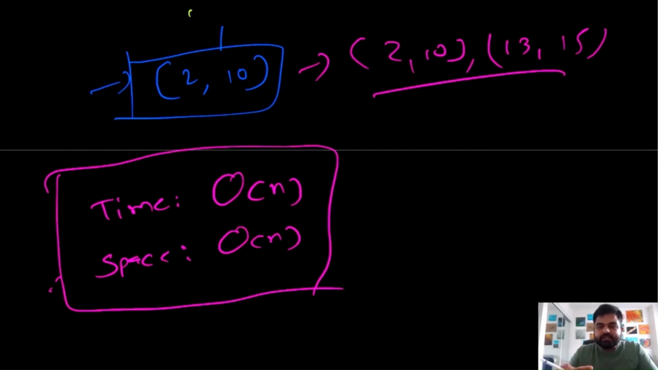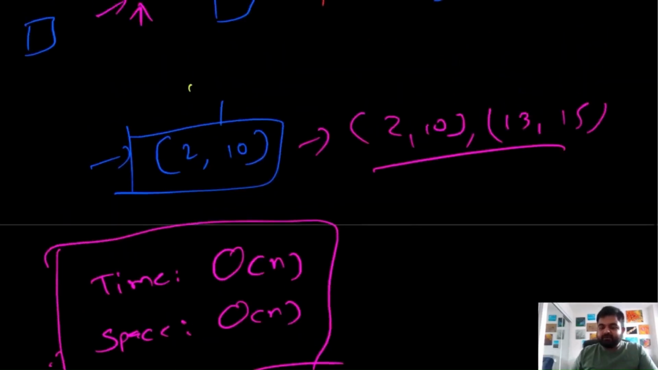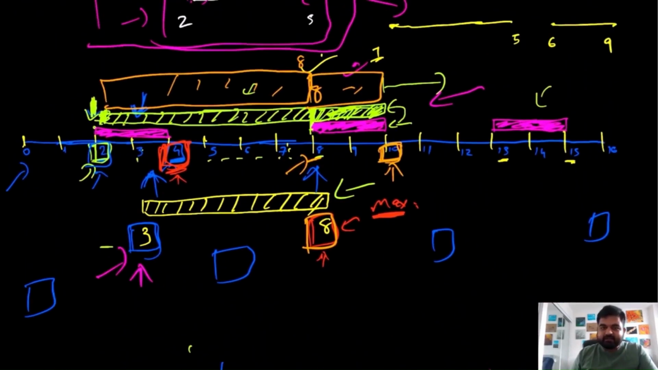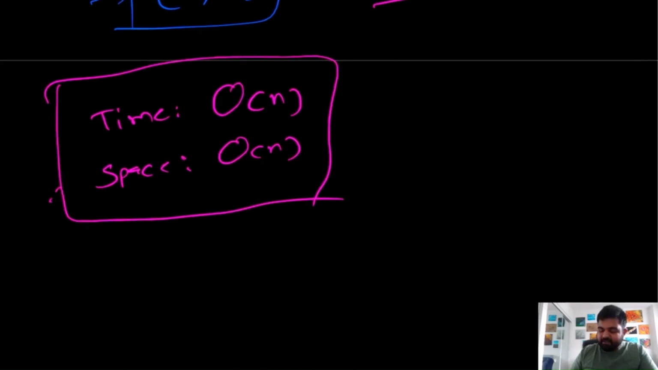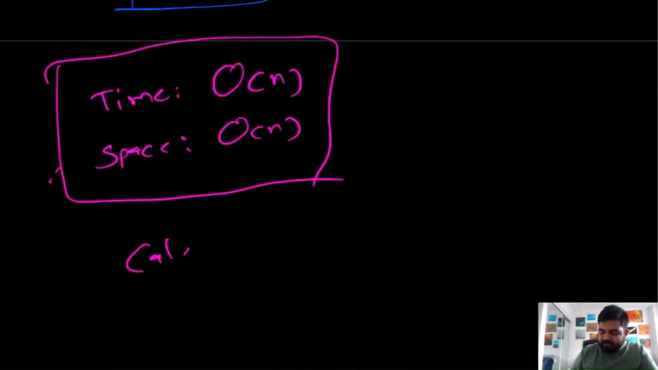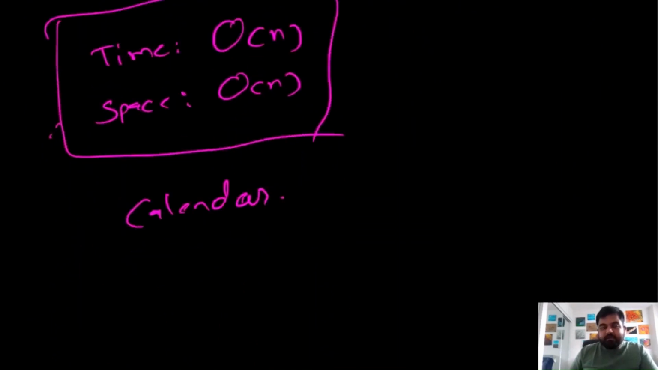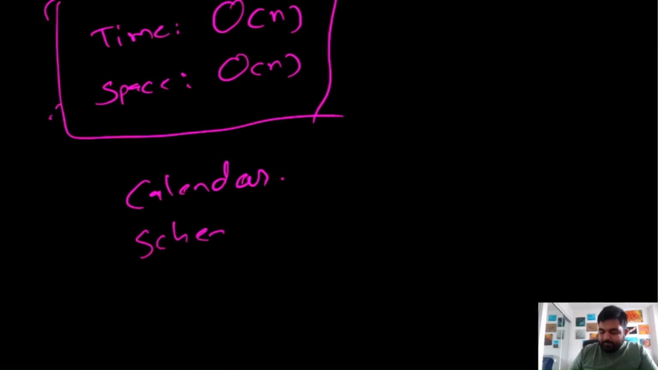Now the question is, where can you use these kinds of approaches? What is the point of having this question in the first place? And actually this is a very interesting question. It has a lot of practical applications. Suppose you are trying to design an app where you need to maintain some sort of calendar, or you need to maintain scheduling.